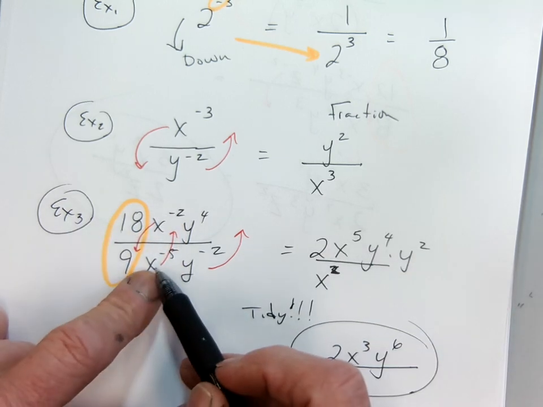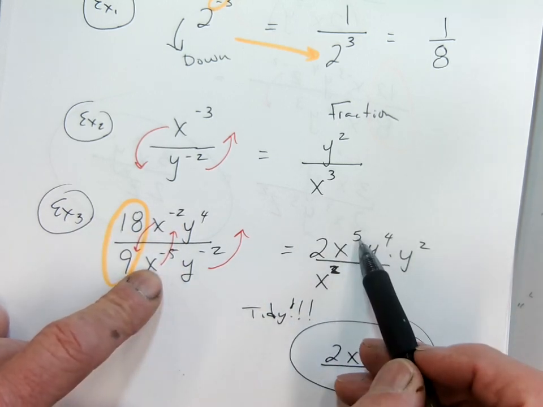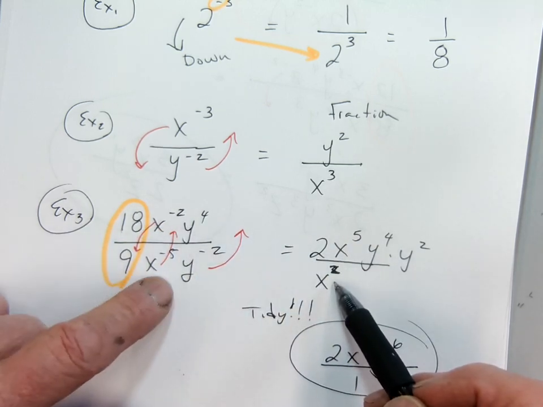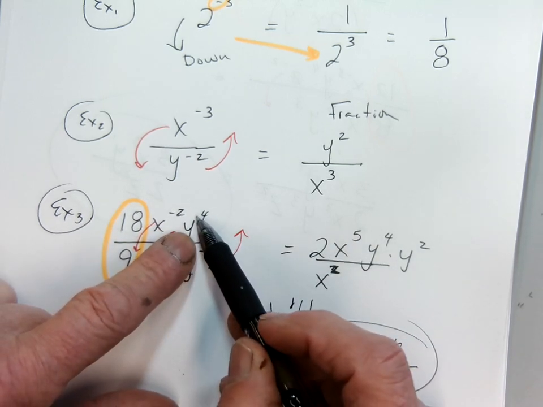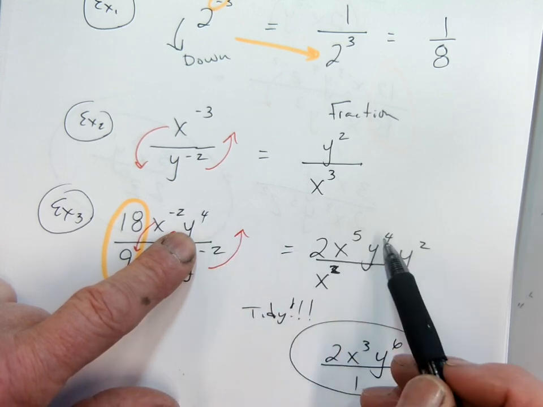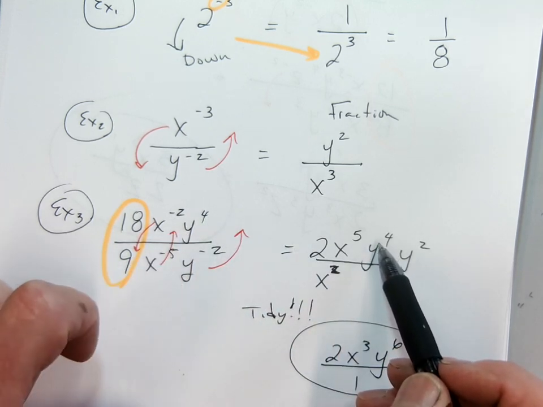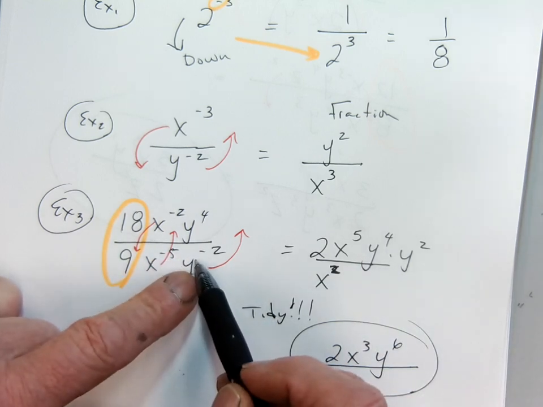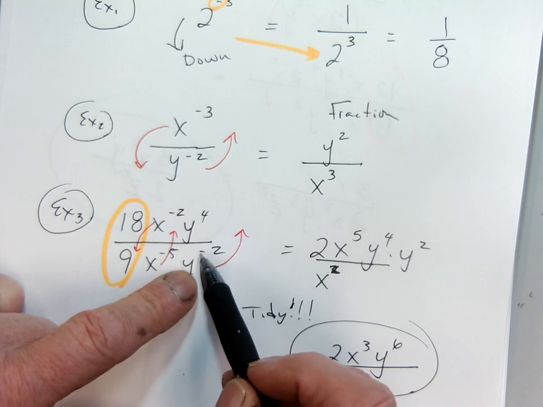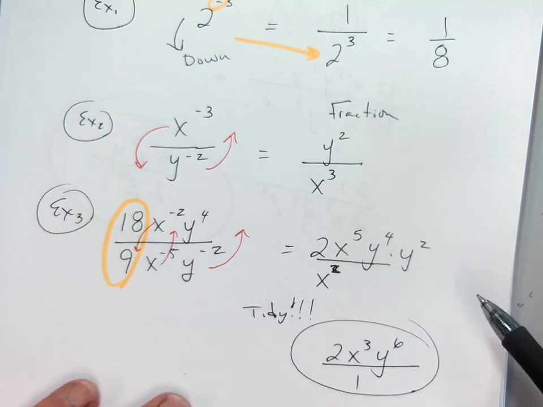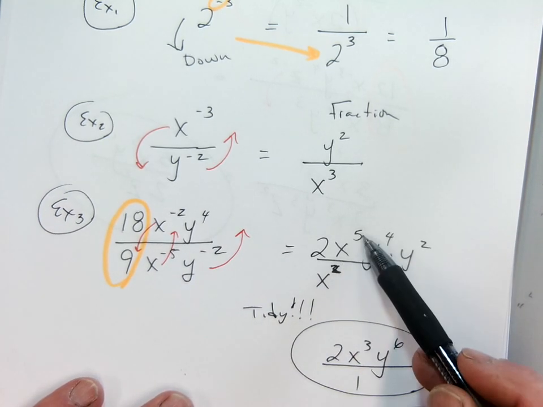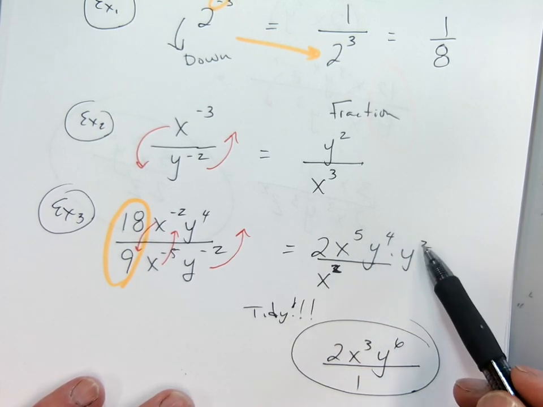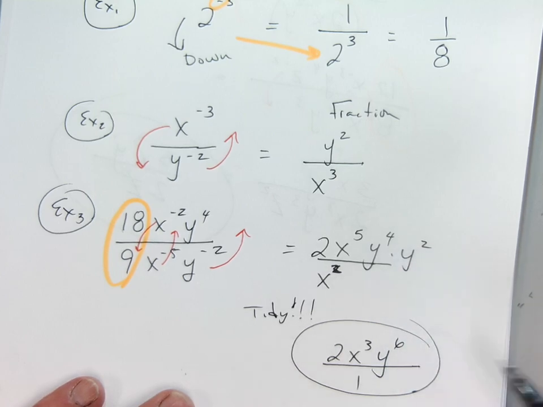And I brought the x to the negative 5 up to make it x to the positive 5. I brought the x to the negative 2 down to make it x to the positive 2. Now if it's y to the 4, it's not negative. This is not a negative exponent, so I left it where it was, on the top. Oh, wait, first, I brought the y to the negative 2 up. I've got to bring that up because it's negative, okay? Then I tidied it up, okay? So 2 of these x's cancel out 2 of these x's, so that makes x to the third. And this y to the 4 and this y to the 2, I combine the y's to get y to the 6, okay?